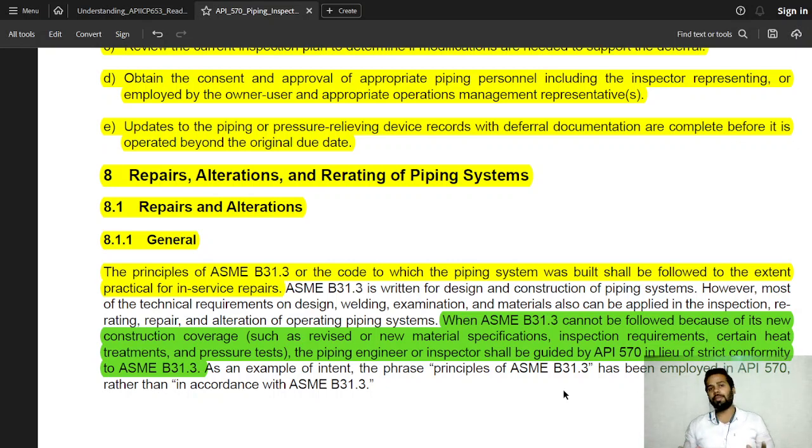So, whenever possible, we'll generally try to use the original construction code, but where not possible, we need to understand the requirements of API 570, and that shall take precedence. We should strictly follow the requirements of API 570.